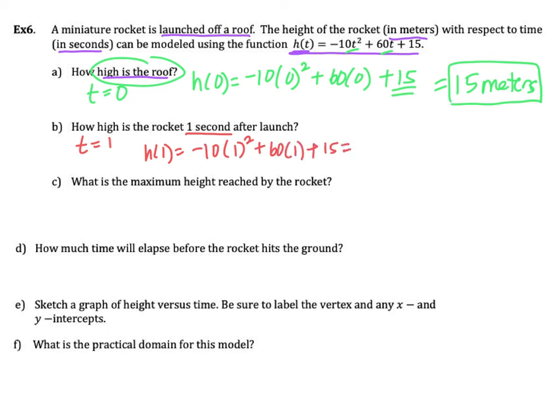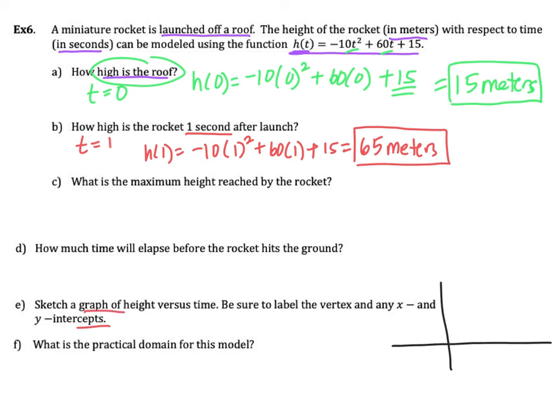So I get negative 10 plus 60 plus 15. So that would be 65 meters after 1 second. So down here, eventually I'm going to sketch a graph. So if I were to start to sketch some of these points, here's my x-axis. My x-axis is in seconds. Here's my y-axis. My y-axis is in meters.